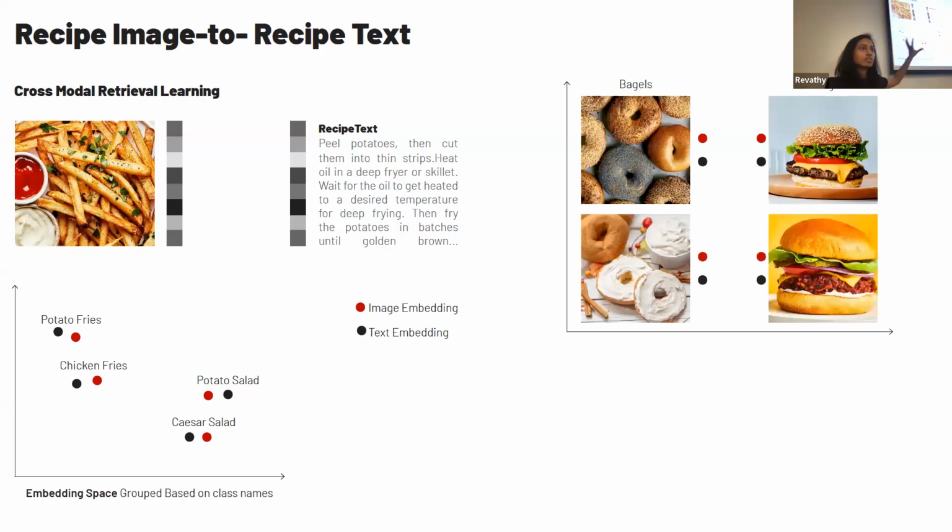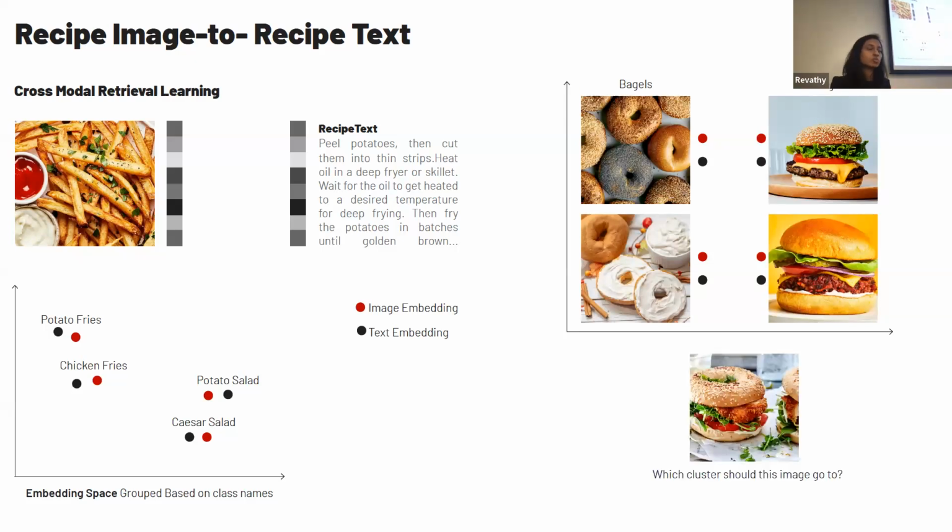This is a very good approach. Let's say we have a cluster of bagels and burgers. Which cluster would this image go to?